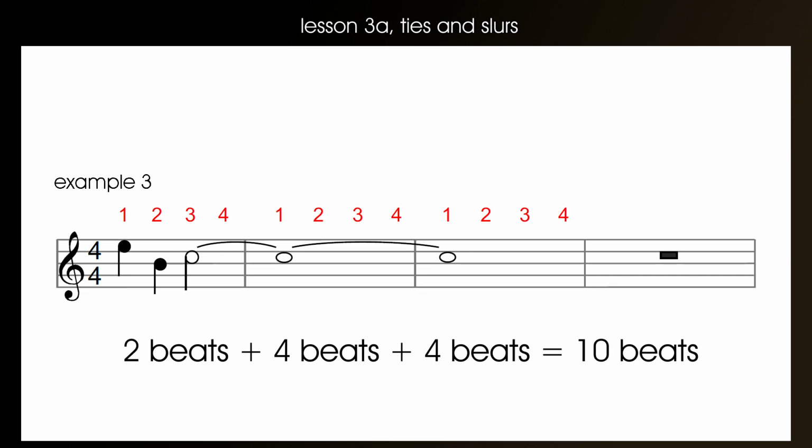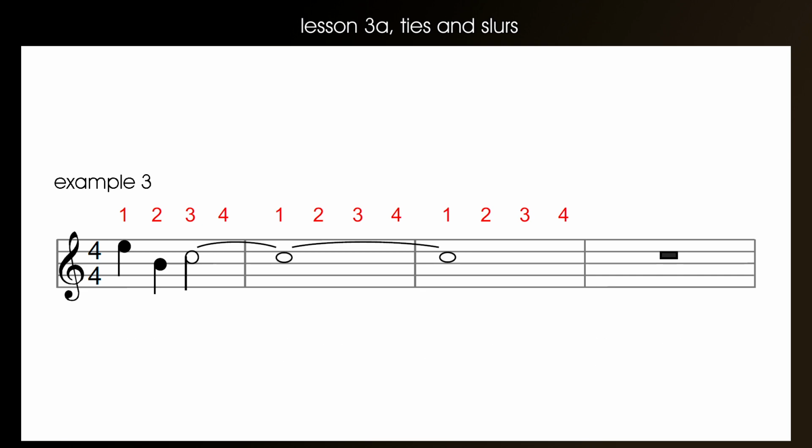So when you play a note like this, or you strum a chord like this, you would hold it for 10 beats. That's the minim, which is 2 beats, plus the semibreve, which is 4, plus another semibreve. At the end of the 10 beats, you mute the string, unless it tells you to allow it to ring on.